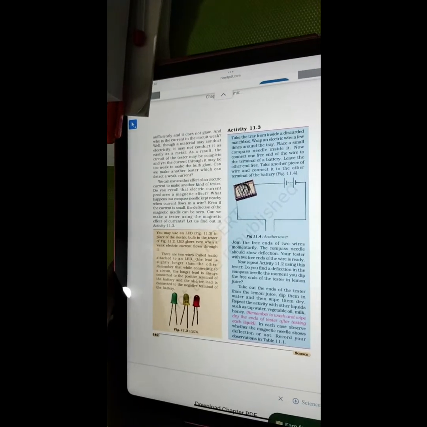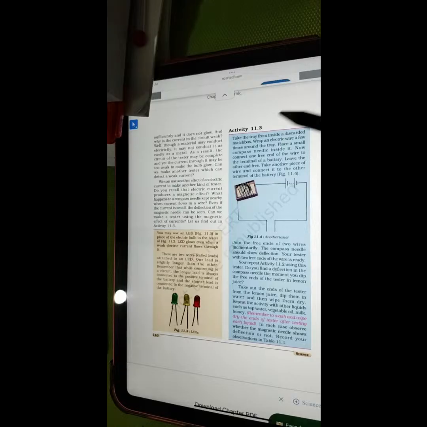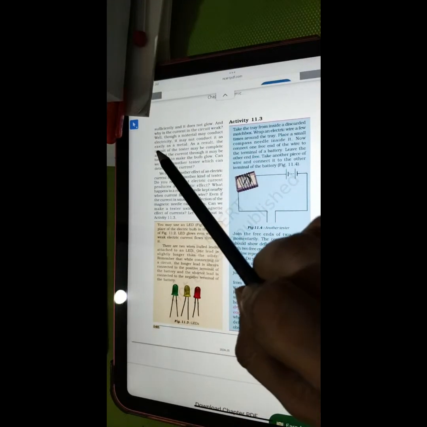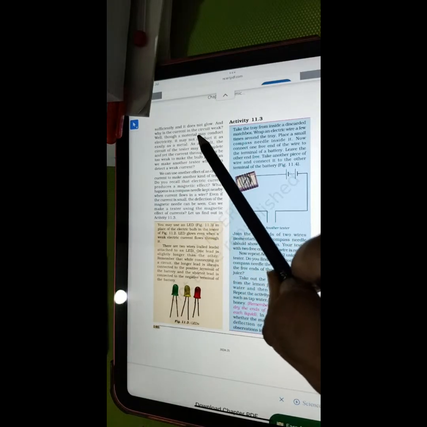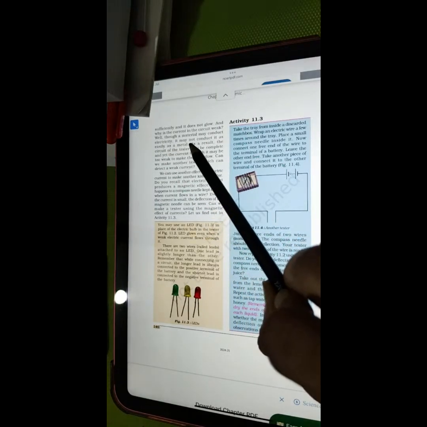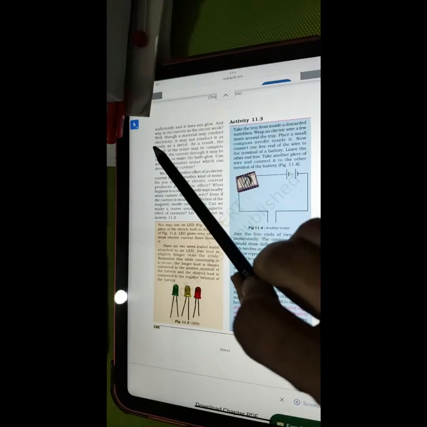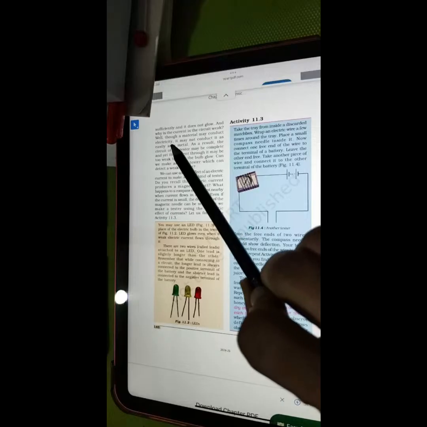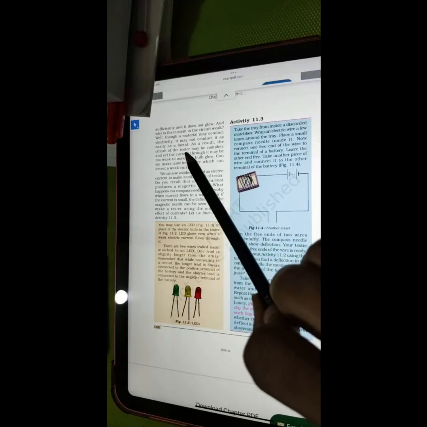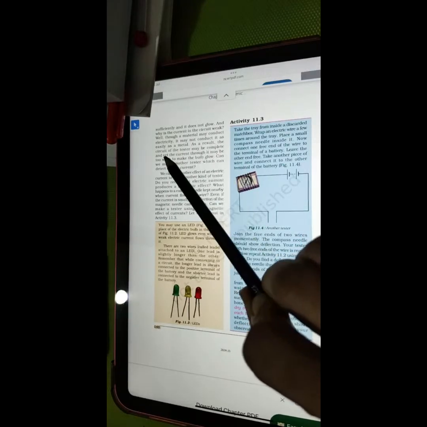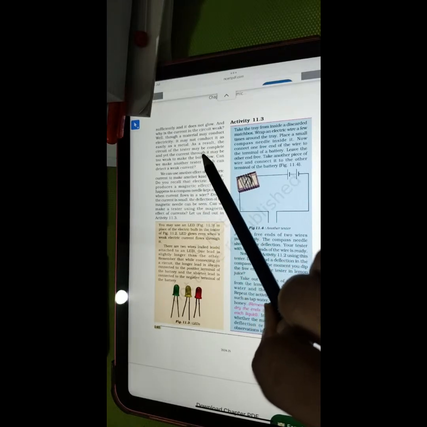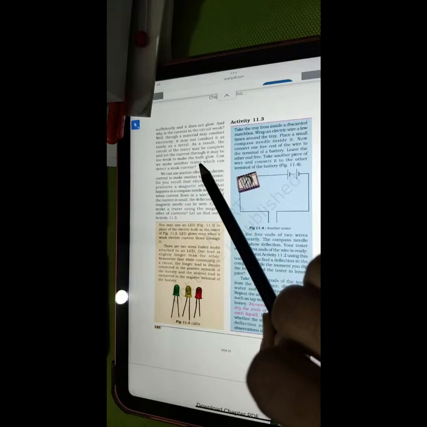I hope the complete page is visible to you. Sufficiently as it does not glow, and why is the current in the circuit weak? Well, though a material may conduct electricity, it may not conduct it as easily as a metal. As a result, the circuit of the tester may be complete and yet the current through it may be too weak to make the bulb glow.